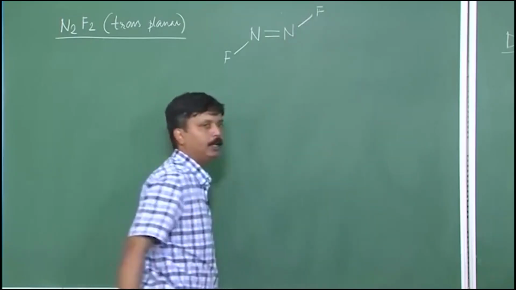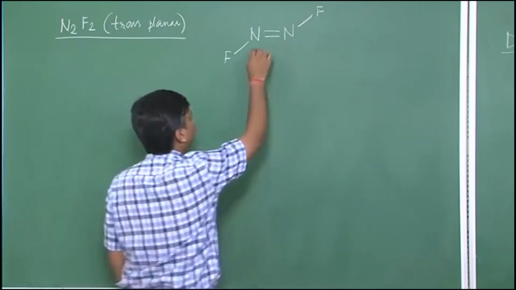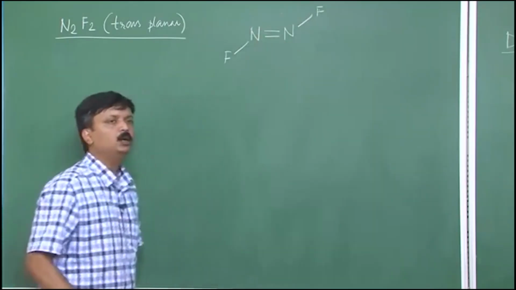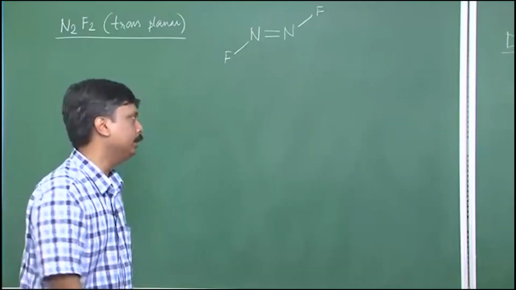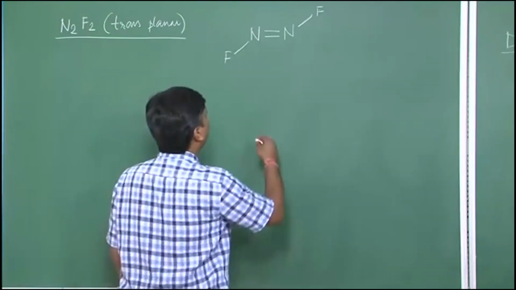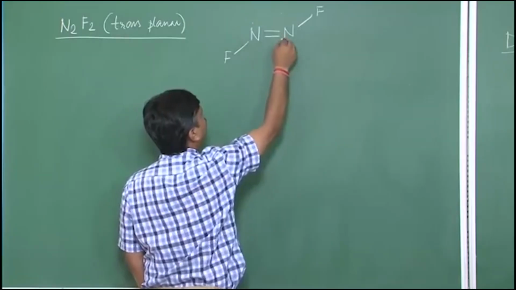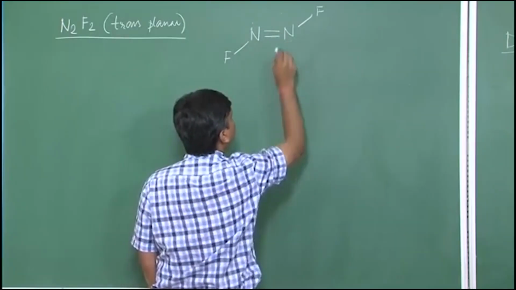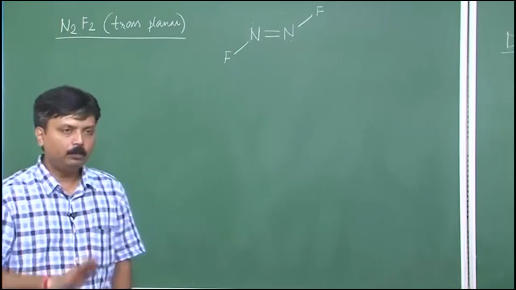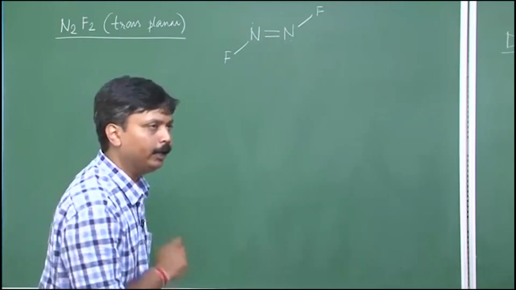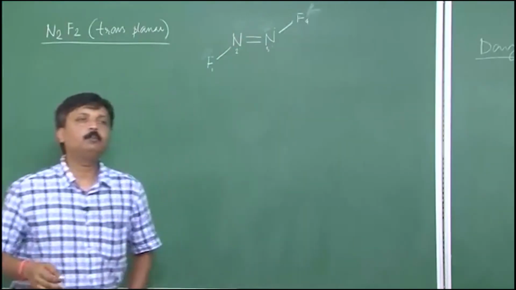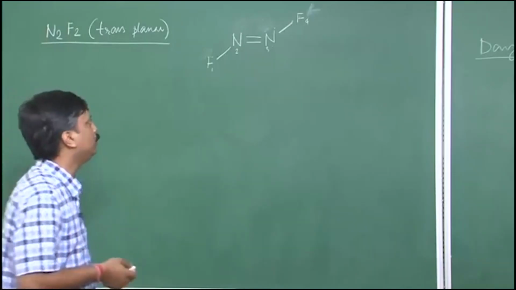This is the transplanar. Usually they have their own lone pairs of electrons, which we will not consider here. Even if you want to take them, you can take them as per your wish. If you take it in this way, this is fine, but we will ignore the presence of the lone pair of electrons here. So first we have to find out the point group of this particular molecule.